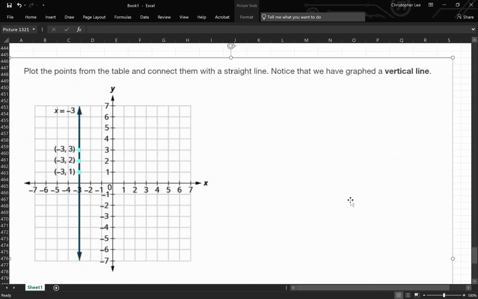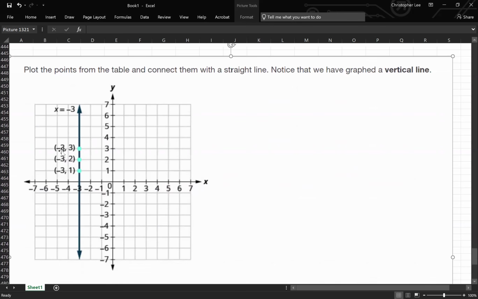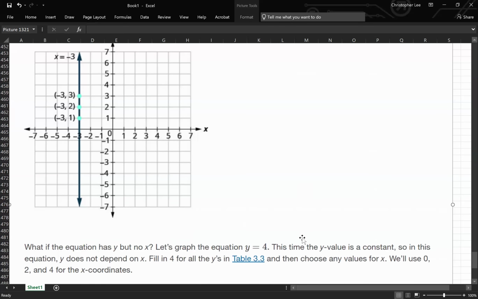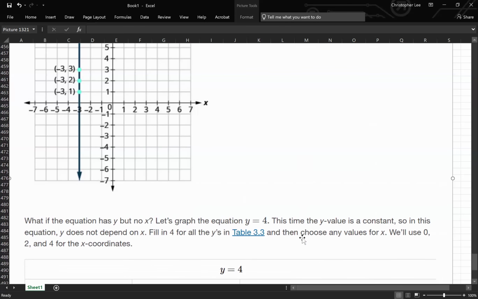So as you can see, right, we're going to plot the points from the table, right? -3, 3, -3, 2, -3, 1, right? They form a straight line going up. It's a vertical line. So anytime you have an equation, right, where it's one variable and the variable is x equals blah, blah, blah, that's going to be a vertical line. All right. So you just plug in any 3 values of y, it don't matter. Vertical line. That's it. Whenever it's x equals as your equation. But what if the equation, go ahead.